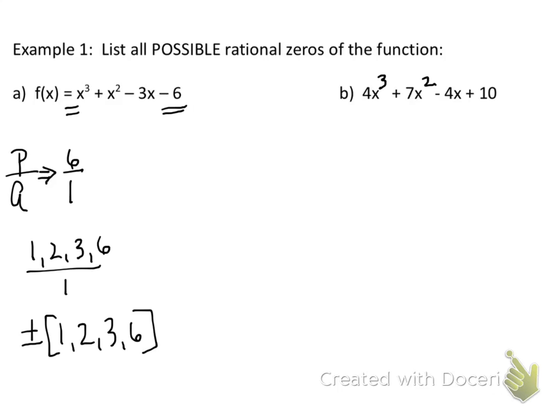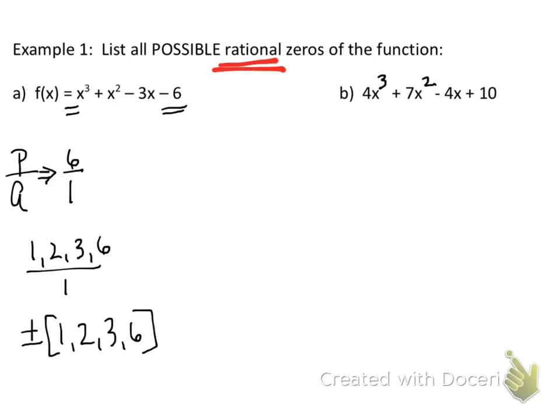In other words, if this function crosses the x-axis at a rational zero, it will not cross at 4, for example. It will not cross at 1/2, for example. These are the only possible rational places that it could cross.